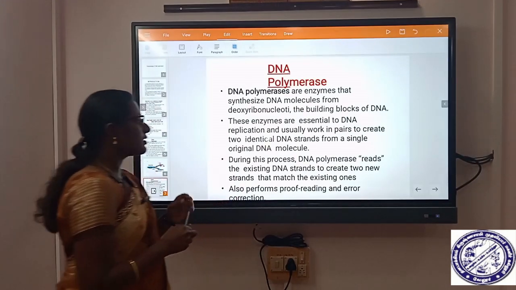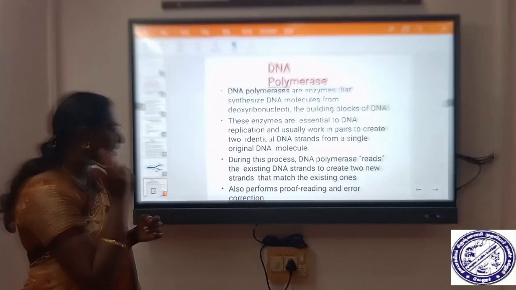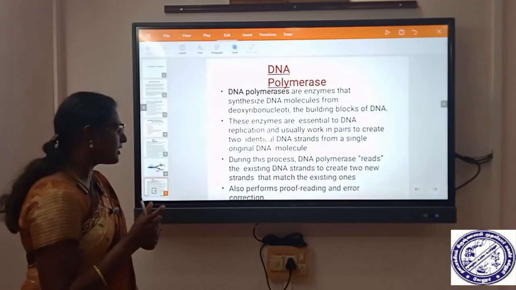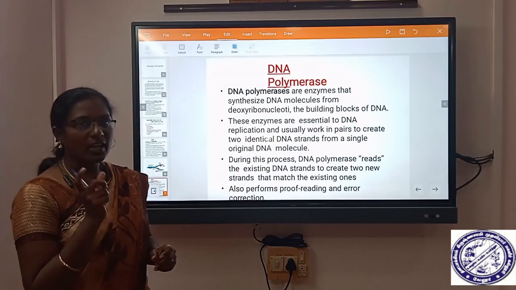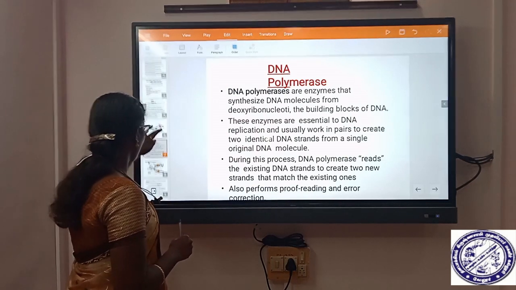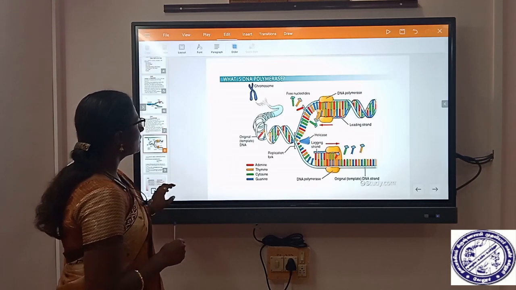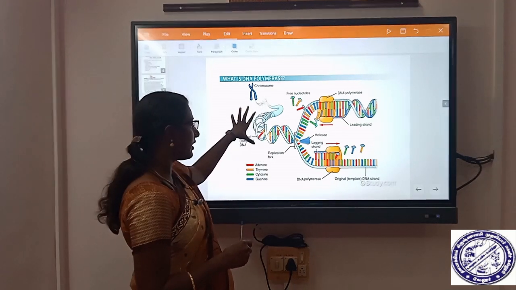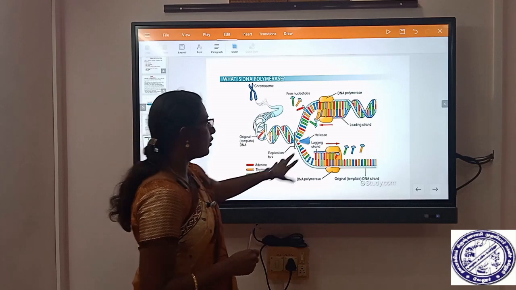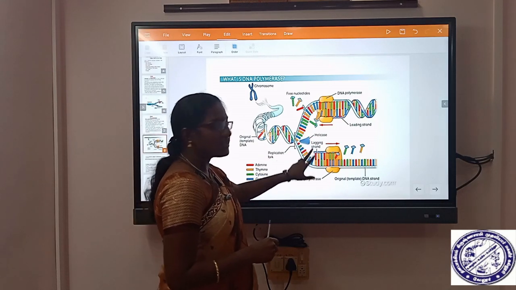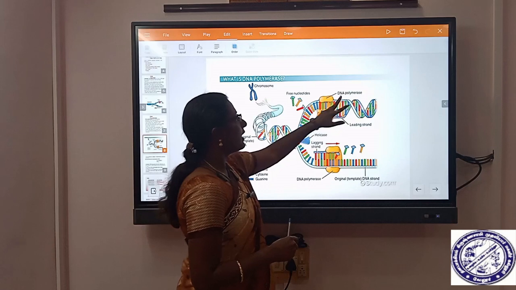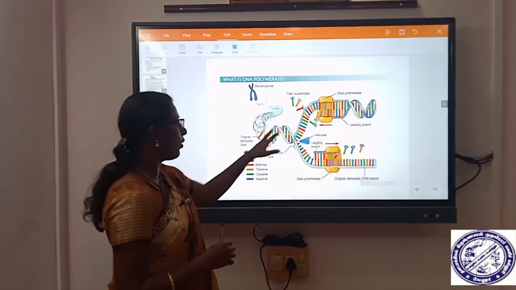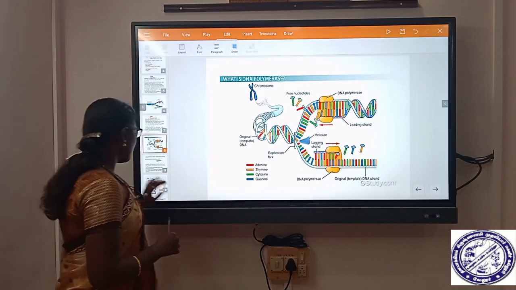During this process, the DNA polymerase reads the existing DNA strands and creates the new DNA strands. It also does proofreading and error correction. This is the overall process of the DNA polymerase. We already discussed the double stranded DNA and the replication fork. Here the helicase separates the two strands and DNA polymerase leads the new strand synthesis.